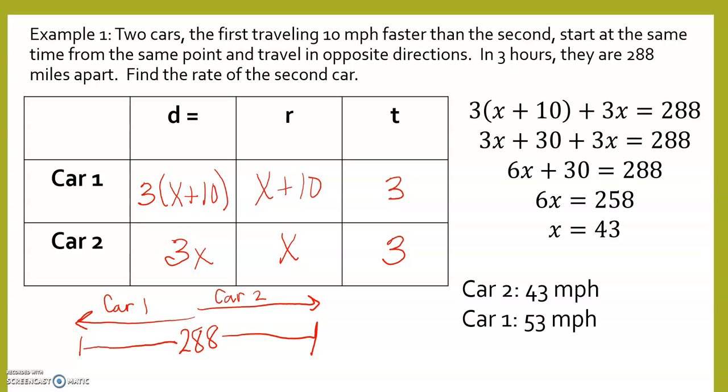Draw the picture. Car 1 went one direction. Car 2 went the other direction. The total distance was 288 miles. So we added our distances to equal 288.